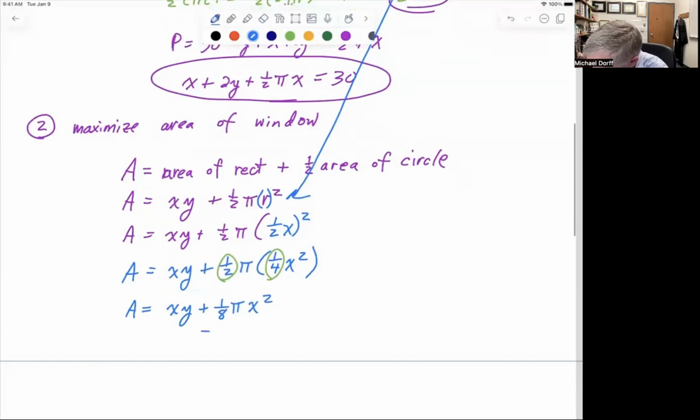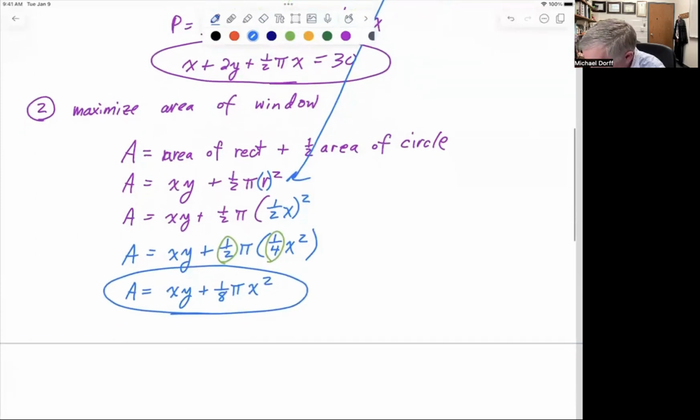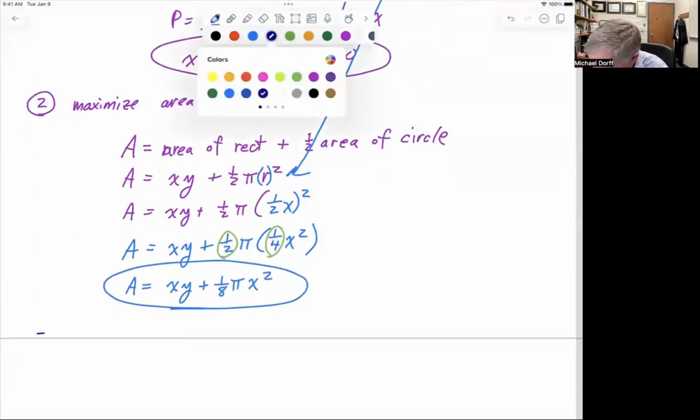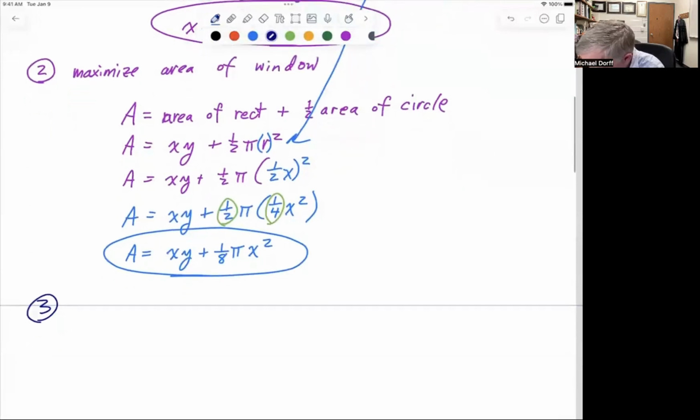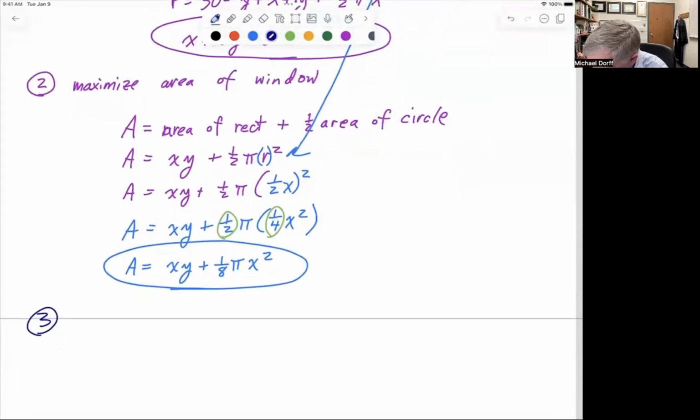All right, so there is my function that I want to maximize, but I want to put that in terms of one variable. So what do I have here? Again, I've got area equals xy plus 1/8 pi x squared.